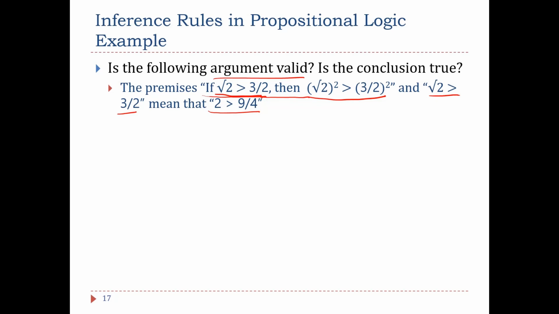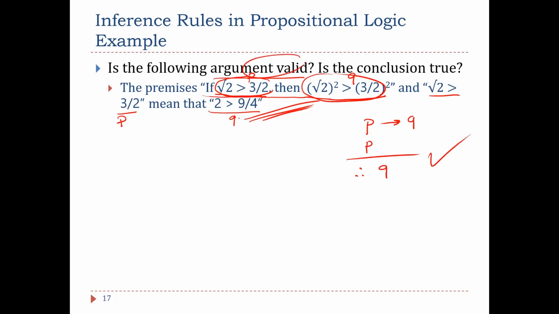Well, actually, this fact can be represented with a proposition called P. This one, you can call it Q. And if you have P, then necessarily Q must be true, okay? So you can see that these two are the same, okay? The square root of 2 squared is equal to 2, and 3/2 squared is equal to 9/4, okay? So they are asking us if P implies Q and we have P true, whether we can conclude Q or not. Well, actually, the argument is valid.